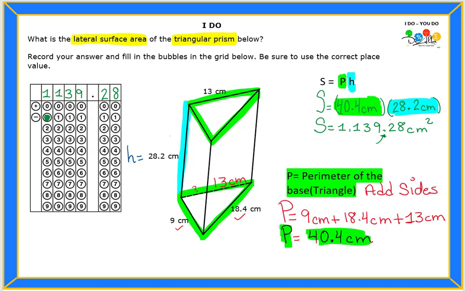This is 1. The next number is also a 1. The next one is a 3. Make sure that you also bubble in the 9. If you don't, then the computer will believe that it's 113. So this is the 9. I already have the decimal, and I'm going to bubble in the 2 and the 8. And that will be my final answer.